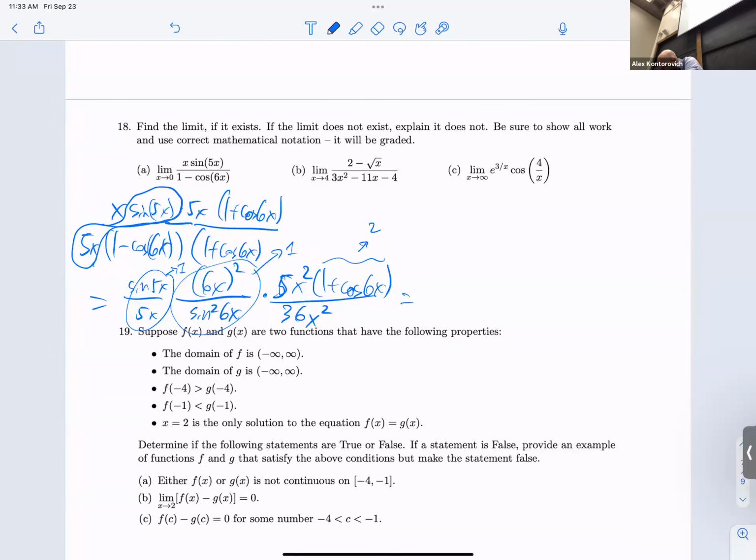And so what am I getting? 5 times 2 is 10, 10 over 36, which I could simplify as 5 over 18. All right, that's one. This one I think you guys could do. We don't need to go over this one in the interest of time. How would you do this one?